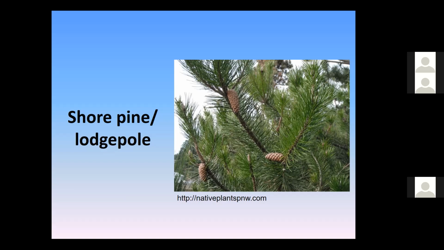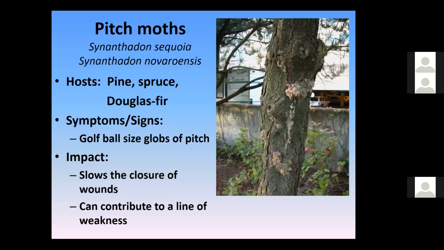So shore pine, which is also a lodgepole, but grows in Western Washington and around areas closer to the coast. One thing that we see all the time in shore pines, and get a lot of questions about, because they obviously look bad and it looks like the tree might be in trouble, are these big golf ball, baseball sized globs of pitch, and they just keep getting bigger every year. They're created by the caterpillars of a pitch moth, as they're called. Sometimes you see them in spruce and Douglas fir, but most common is in pines.